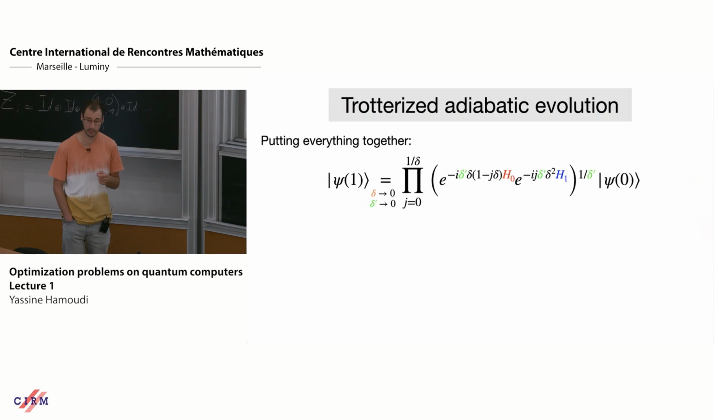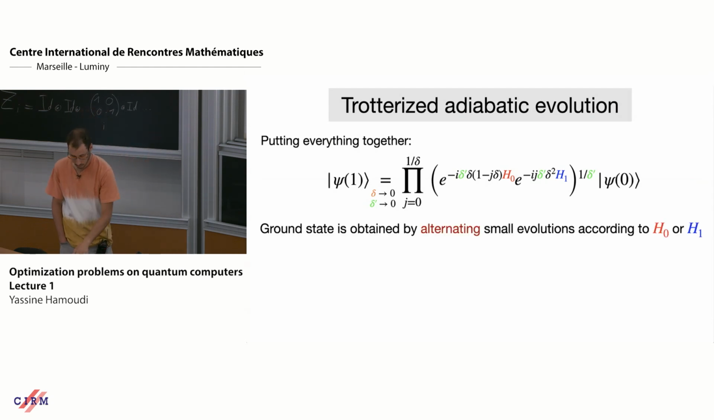Okay, so if we put everything together, this is what we have. The adiabatic algorithm could equivalently be written as the following circuit, which consists of alternating between two kinds of unitaries. The ground state psi_1 is obtained by applying H_1 for a certain amount of time, then H_0, then H_1, H_0, and so on and so forth.